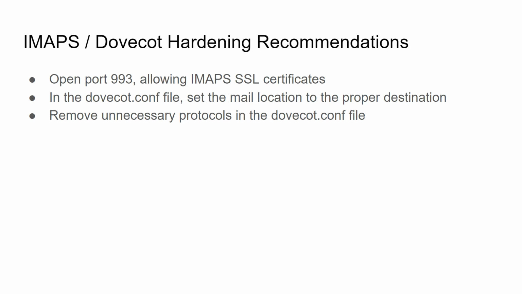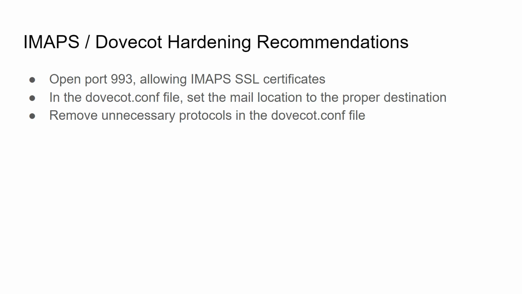Now here are some IMAPS or Dovecot hardening recommendations. Open port 993, allowing IMAPS SSL certificates. If the port is closed, then all connection requests will be blocked.